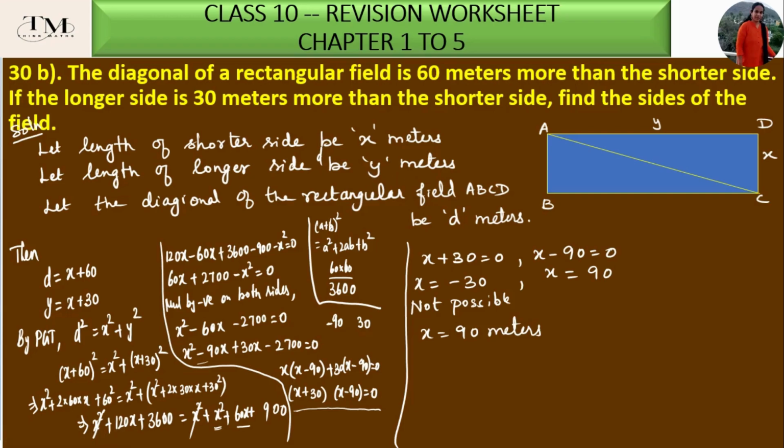So what is the longer side y? y is x + 30. So y is equal to x + 30, so x is 90, 90 + 30. 90 + 30 is 120 meters.